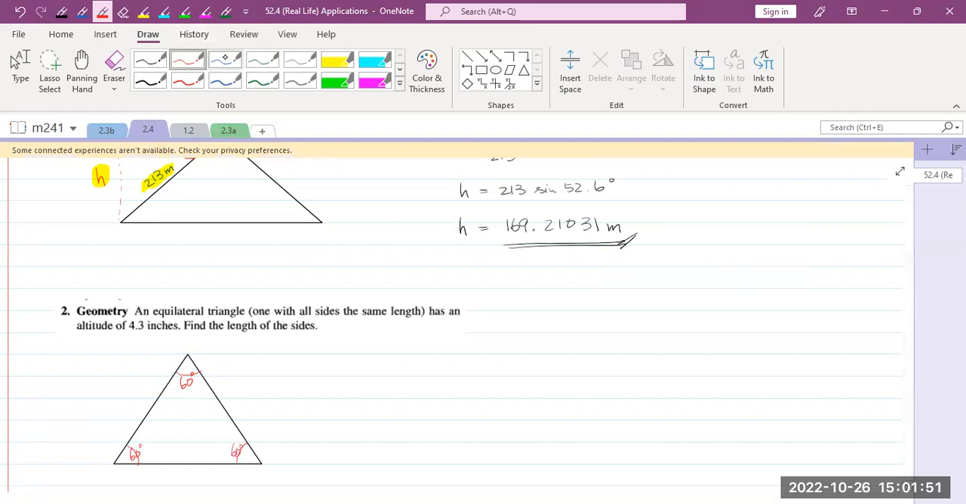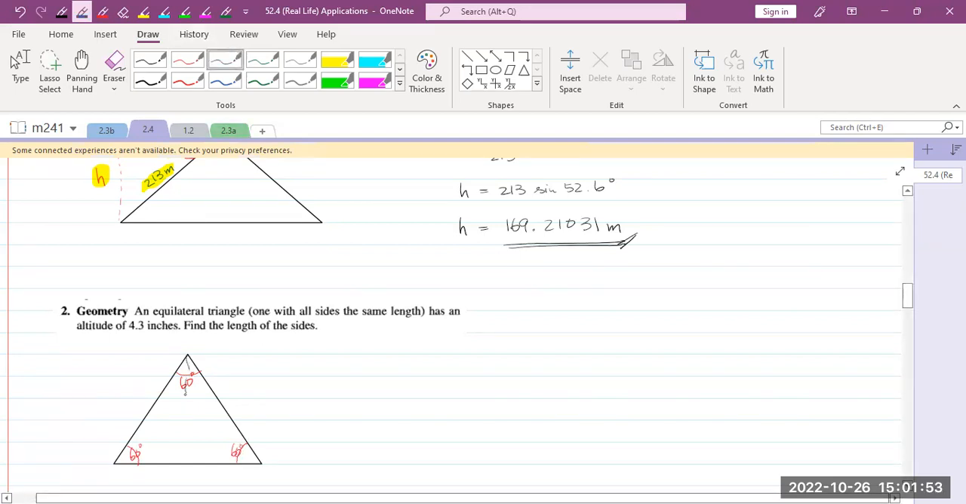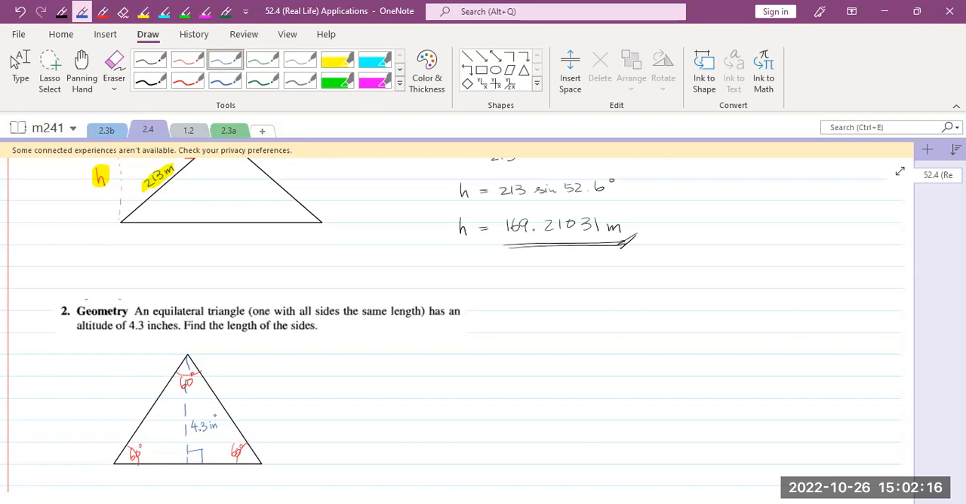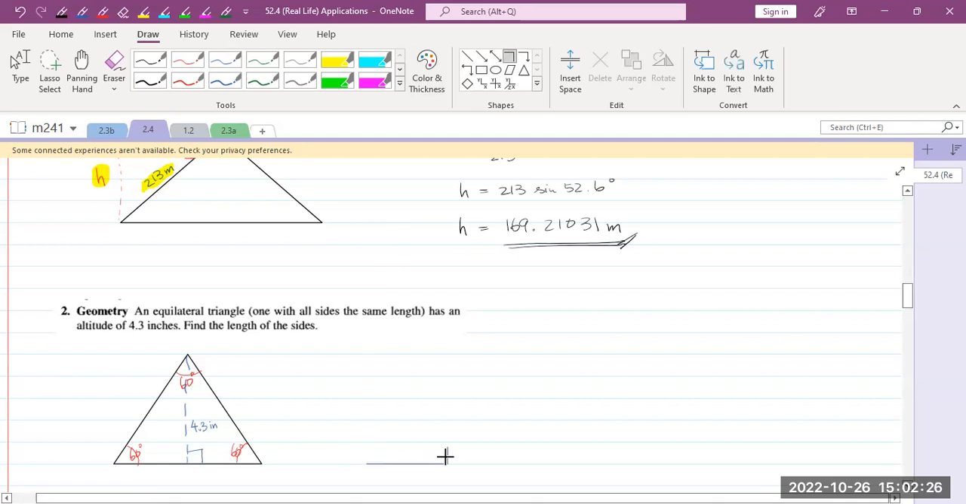Okay, now it is said here that the altitude, which is the height from the base, is 4.3 inches. Now find the length of the sides. We know the angle implicitly. They don't give it to us explicitly, but knowing that it is an equilateral triangle, the measure of each angle must be 60 degrees. Now, choose one right triangle to work with. I will choose the right triangle on the left-hand side.